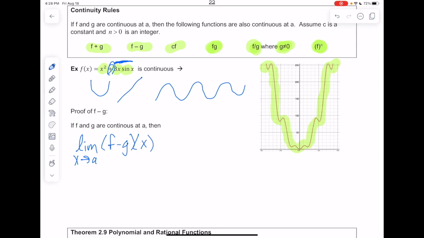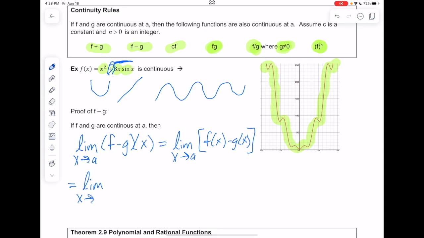So one of the limit properties says if you're doing a limit of a subtraction, you can change that to a subtraction of the limits. And f minus g really is a subtraction. So let's just write that in a different way. What is (f minus g)(x)? It's f of x minus g of x. And then again, limit properties say if we're doing a limit of a subtraction, we could do the subtraction of the limits instead.